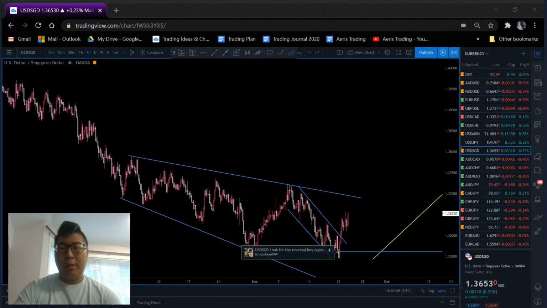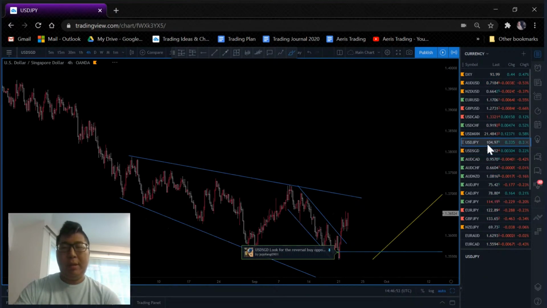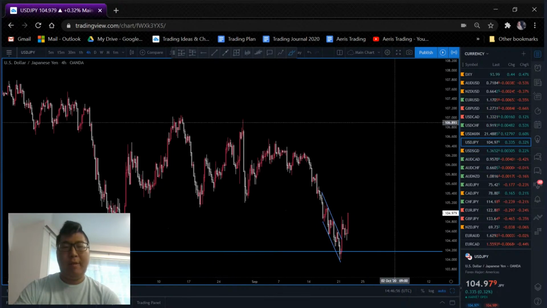I think I went over most of the dollar pairs. I didn't go over dollar yen because it's just not on my watch list. It's not my favorite anyways. There are just better dollar pairs to go through.